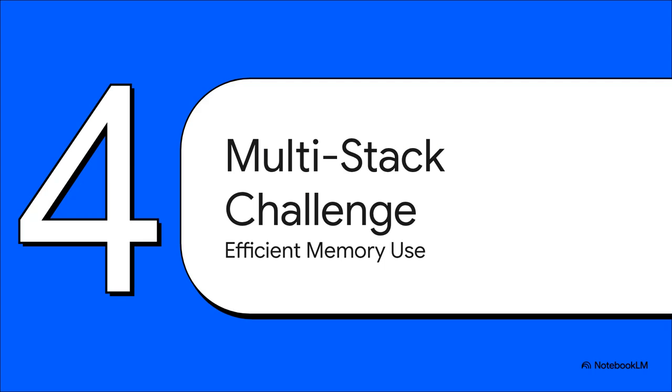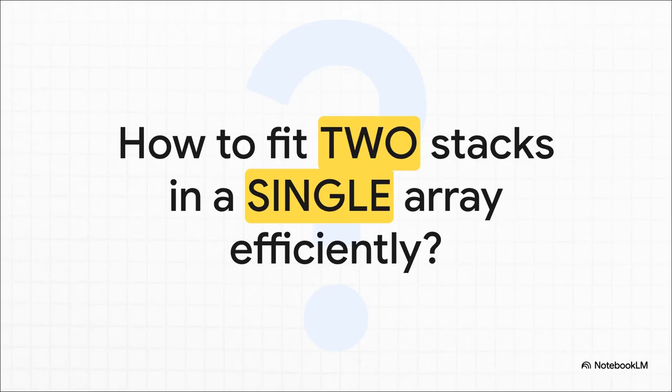Now let's level up a bit, because this is where it gets really clever. We know stacks are useful, but what if you need to be super, super efficient with your computer's memory? This brings us to a classic problem, the multi-stack. So here's the puzzle. Imagine you have one single fixed chunk of memory. Let's call it an array. But you need to run two completely separate stacks inside of it. How in the world do you do that without being incredibly wasteful?